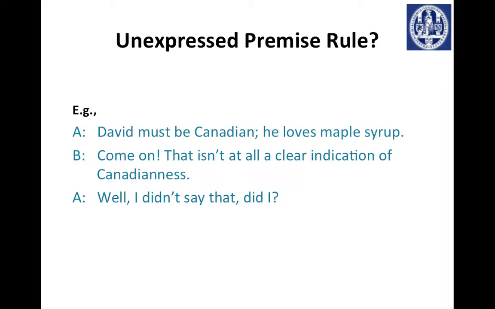We have, he loves maple syrup as the P here. We have Q, David must be Canadian. So if P, then Q. If he loves maple syrup, then David must be Canadian. Or if you wanted to make it more nuanced, then if someone loves maple syrup, it's an indication of Canadianness. And that is exactly what B questions. So in this sense, it is fair that B questions this, but unfair that A says, okay, I didn't say this. So here we have an example of denying an unexpressed premise.